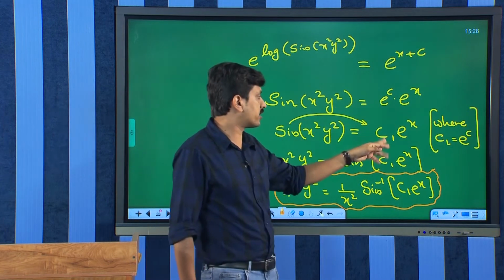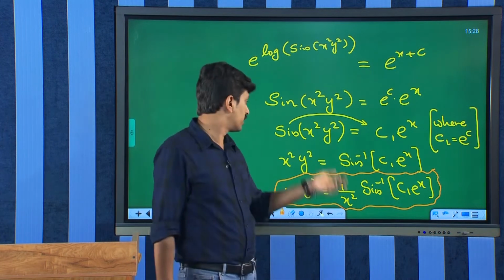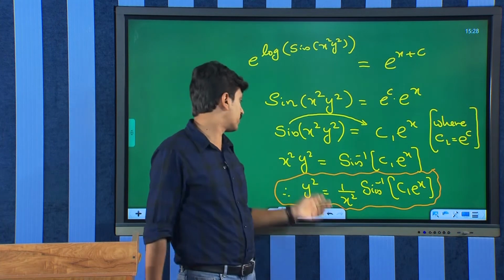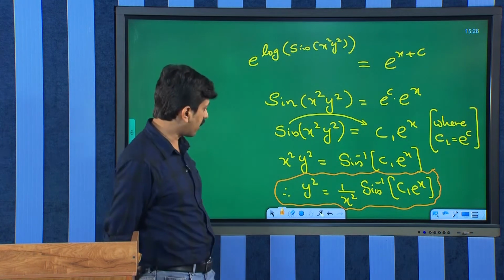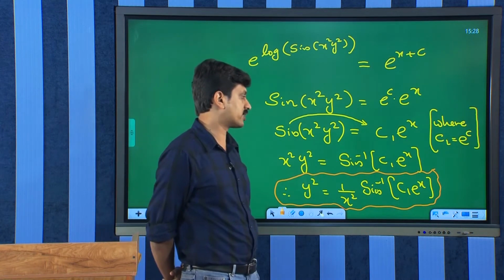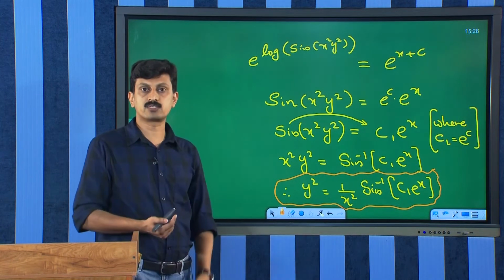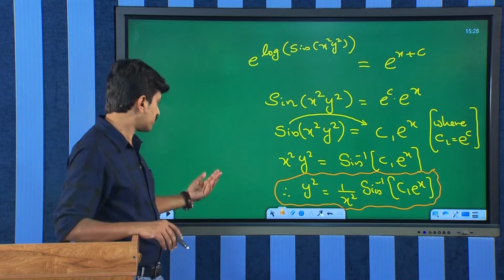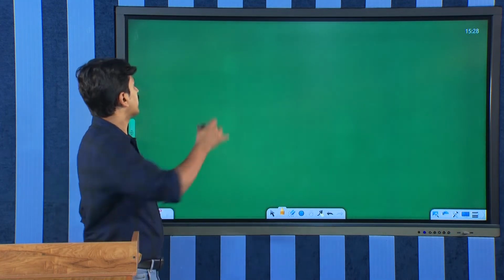e raised to c can be written as c1. Therefore, sin of x square y square is equal to c1 e raised to x. Taking sine to the RHS, we have x square y square equal to sine inverse of c1 e raised to x. Now, y square is equal to 1 by x square into sine inverse of c1 e raised to x. Maybe by taking the square root, we can find another form. Okay, fine. Let us move to another question.